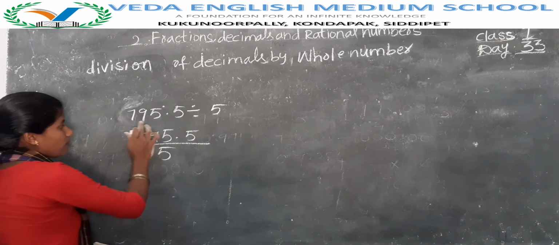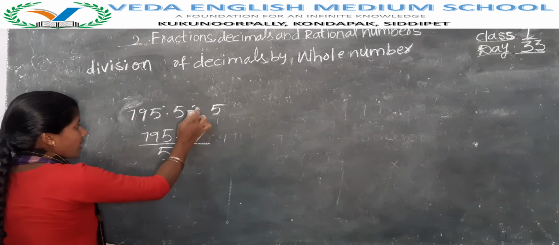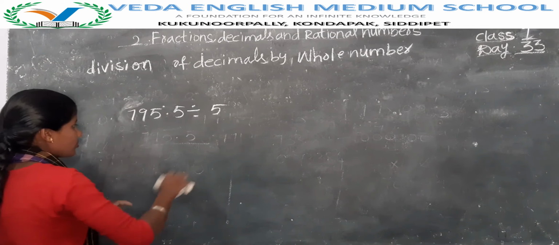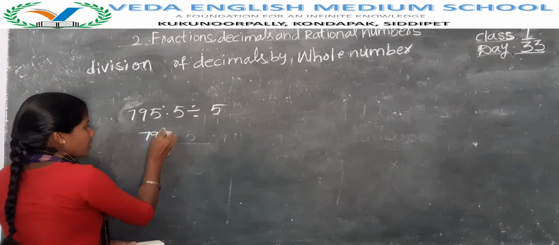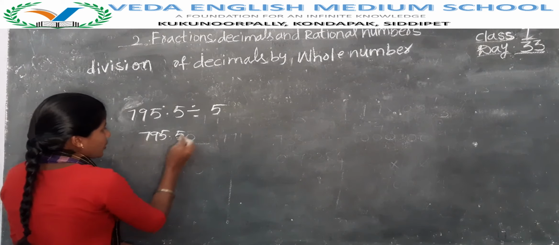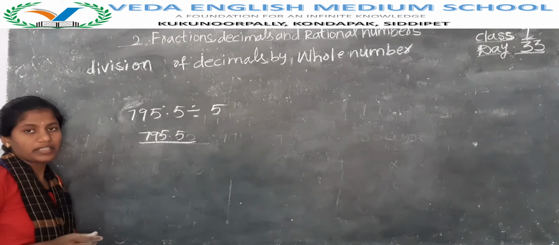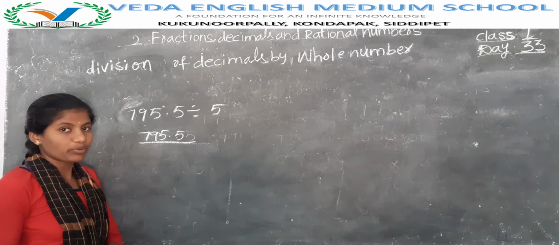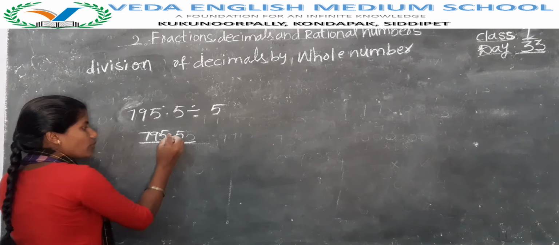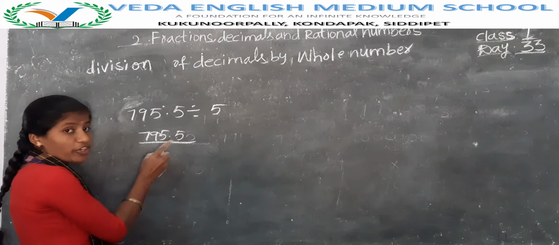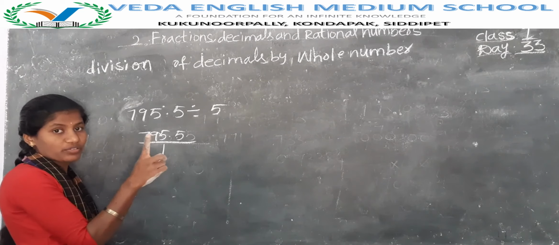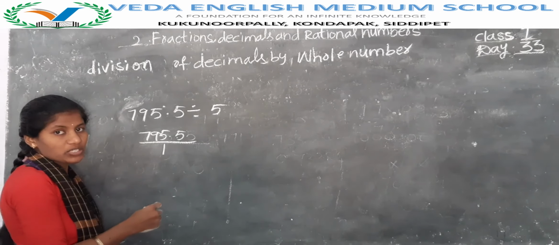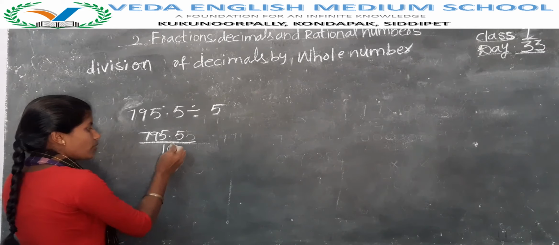Now see, 795.5 divided by 5. Now listen here. Sometimes, as I said just now, you have to remove the point. While you are removing the point, instead of the point you will get 1. Only the digit 1 comes. After the point, however many digits there are, you have to write that many zeros. After the point we have only 1 digit, so you have to write only one 0.